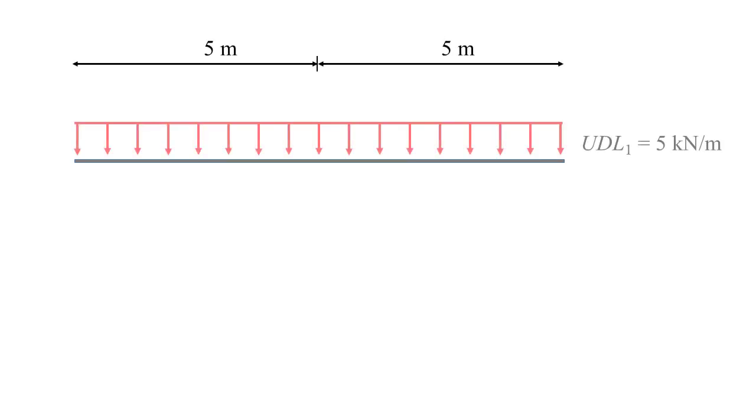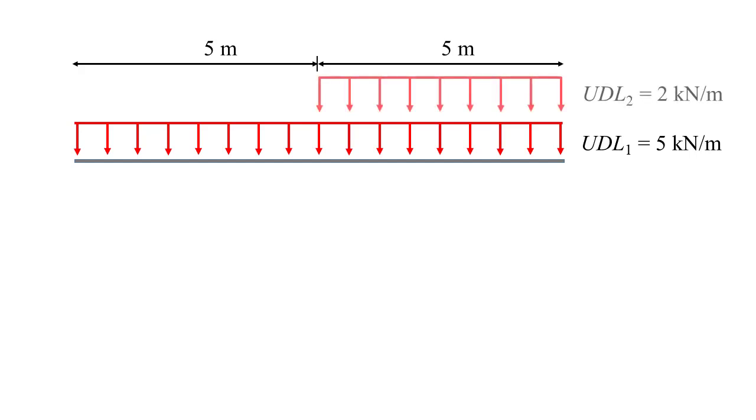In our next example, we'll consider a beam with two distributed loads on it. The first load has a UDL of 5 kilonewtons per meter, distributed over the entire length of the beam, and the second load has a UDL of 2 kilonewtons per meter, distributed over the right 5 meters of the beam as shown in the free body diagram. Again, our supports will be located at the ends of the beams and the reactions given as RA and RB.